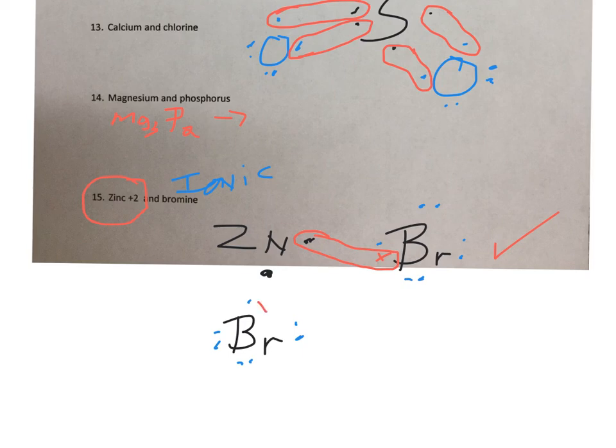Okay, so there's an empty space right here. This dot is going to transfer to that empty space. So now, has zinc given away all of its dots? Yes. Does bromine have all 8? Yes. So you're done. There you go.